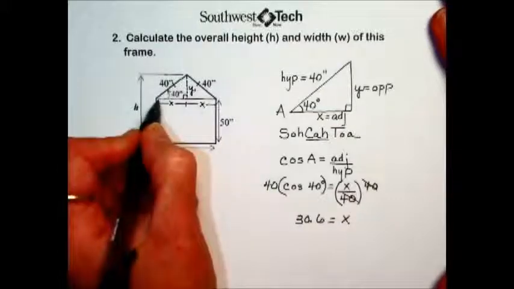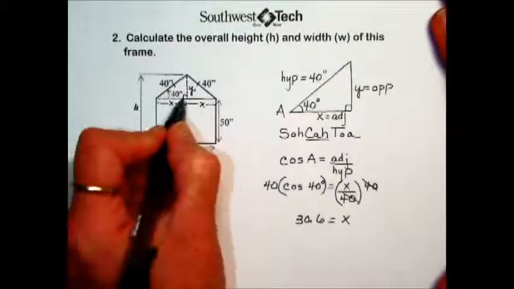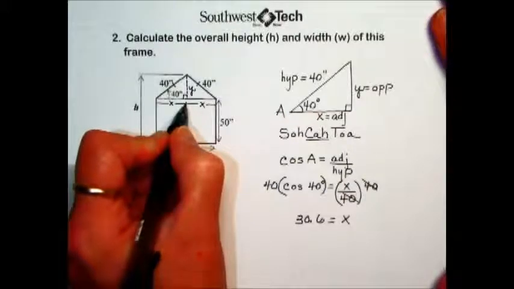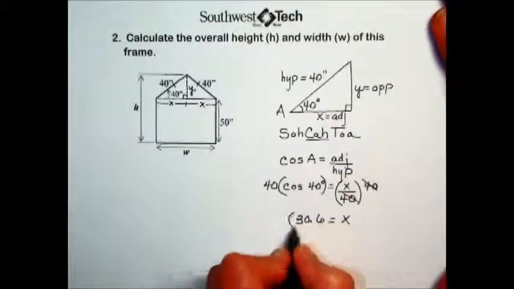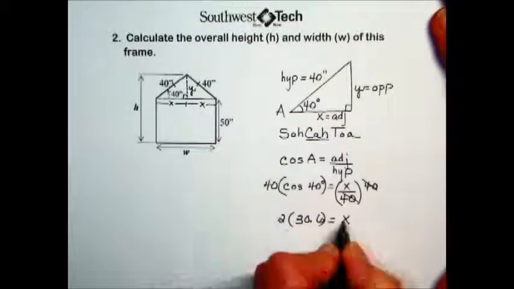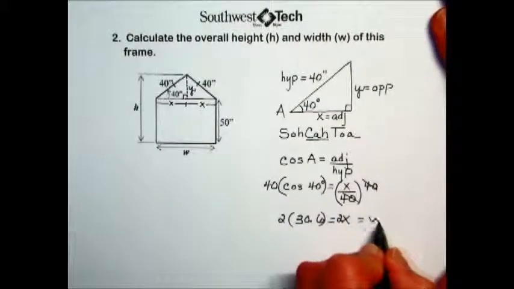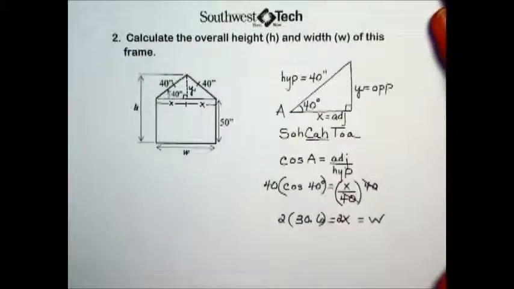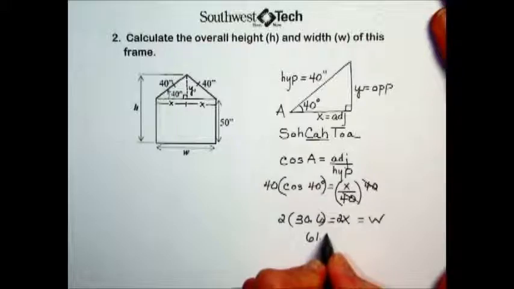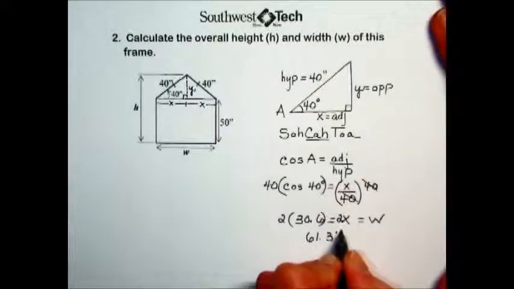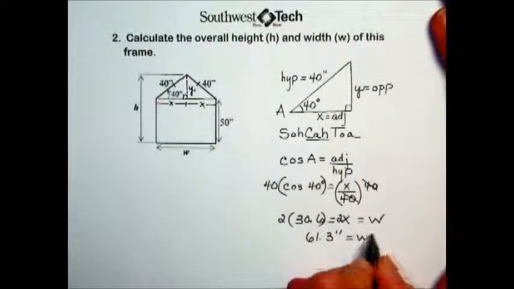Now that is just this bisected length, only half the span. We need to double that to give us the entire span, which is W in this diagram. So leaving that value in your calculator, we'll now multiply it by 2, and rounding to the nearest tenth, we end up with a value of 61.3 inches for the width of this diagram.